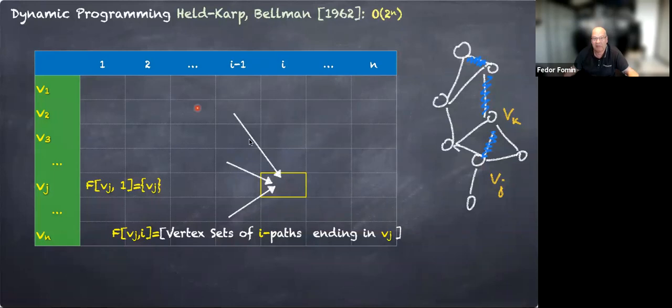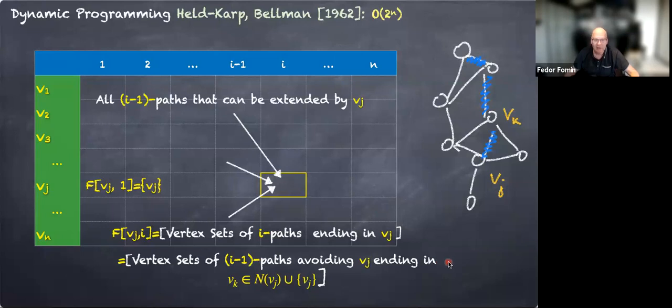But all this information is kept in this table, because in each column of this matrix, I keep all possible sets with this property. So I just look through the column i minus 1, and I compute the sets for this column. Once again, the value of this cell is vertex sets of paths with i minus 1 vertices, which avoid vertex vj and which end in vertex vk, which is adjacent to the vertex vj.